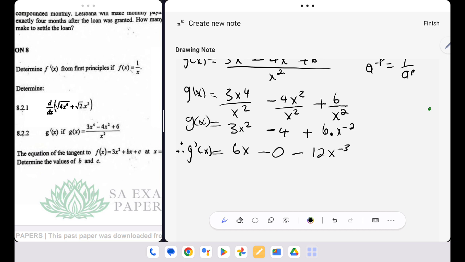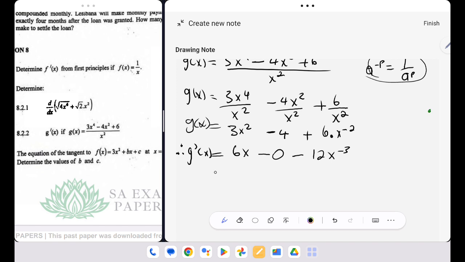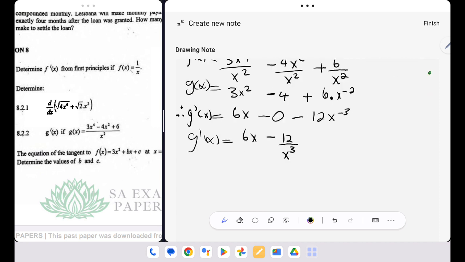But if I want to leave my answer with positive exponents, I can do so as well by using the same rule. I can just say g prime of x is equal to 6x minus 12 all over x cubed. Right, together.